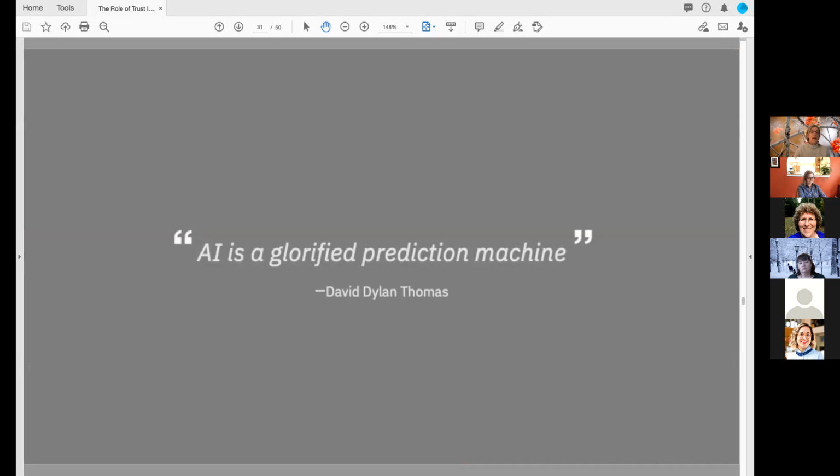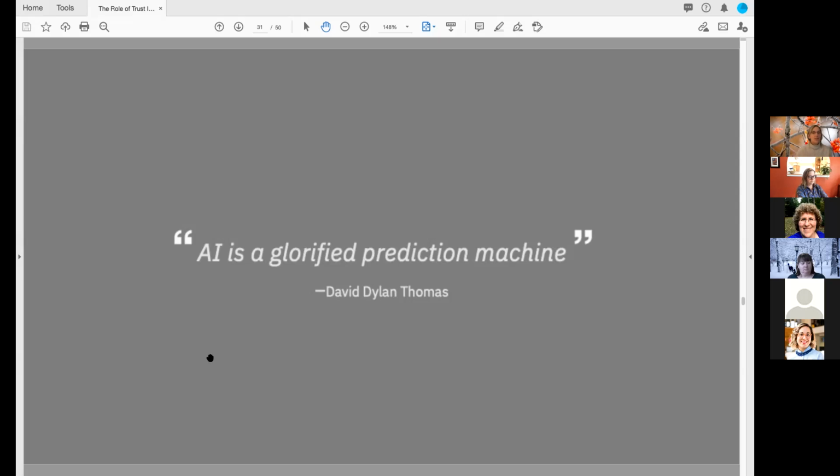In his book, Design for Cognitive Bias, Thomas talks about the many different biases we all have, and all humans have biases. And AI is just, as he says, a glorified prediction machine. He says if we point it at a racist, sexist world, it's going to make racist, sexist predictions.